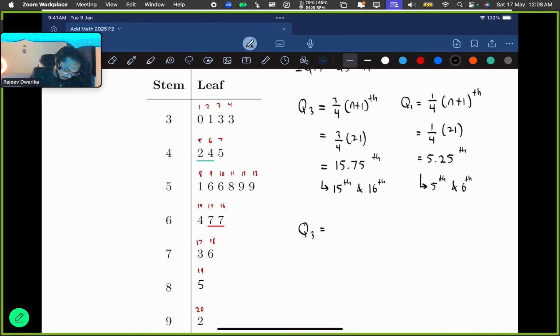So Q3 is 67 plus 67 over 2, which is just 67. And Q1 is going to be 42 plus 44 all over 2, 86 over 2, which is 43. So we got nice answers.